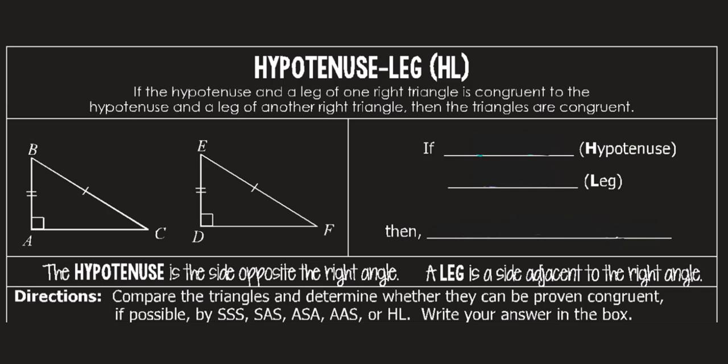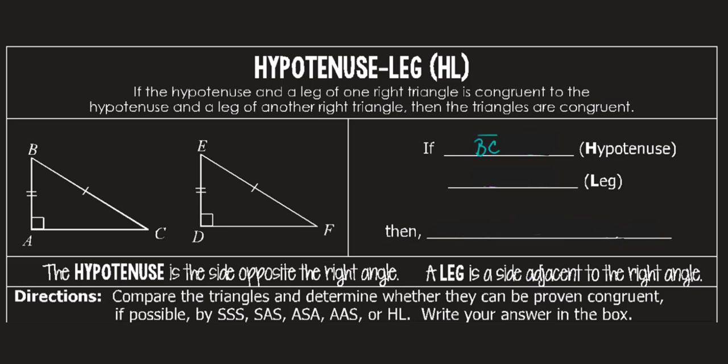Finally, we have hypotenuse leg, or HL. If the hypotenuse and a leg of one right triangle are congruent to the hypotenuse and leg of another right triangle, then the triangles are congruent. The hypotenuse is the longest side of a right triangle. It's always opposite of the 90-degree angle. The two remaining sides are called legs.